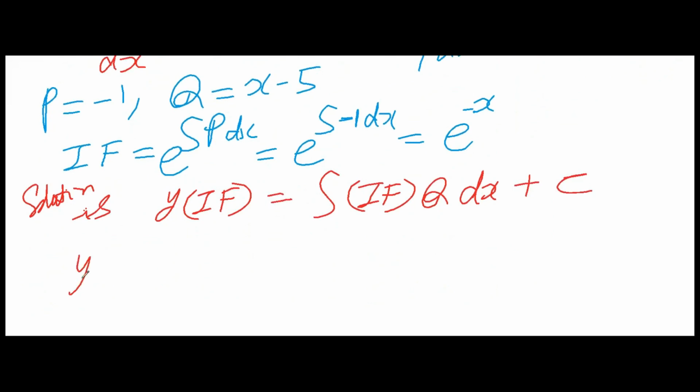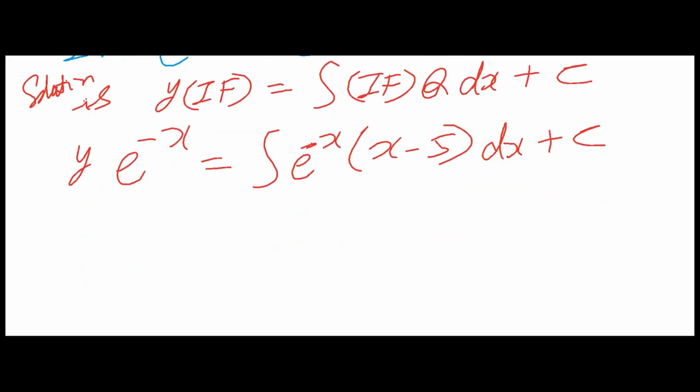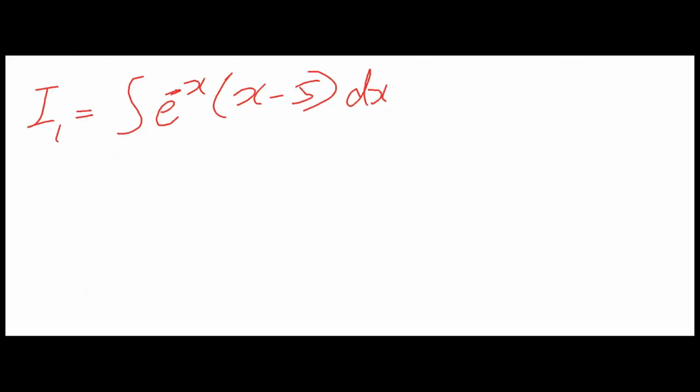The integrating factor is e to the power of minus x, and what is your Q? Q is x minus 5, dx plus c. Now you have to find this integration separately. This part you can take as I1 and then solve this separately. So I will solve that I1 part separately.